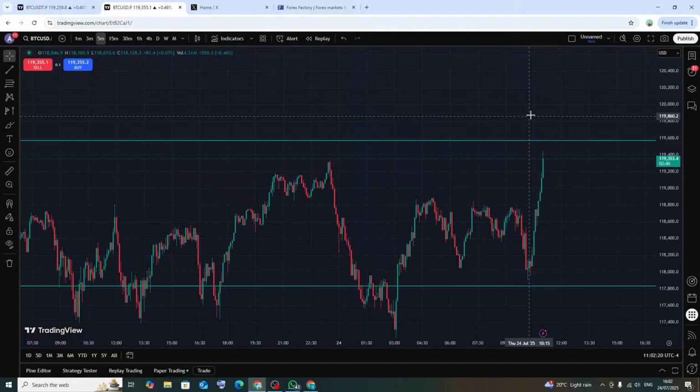So I'll be very careful on charts at this range, because the reason is this kind of price action.